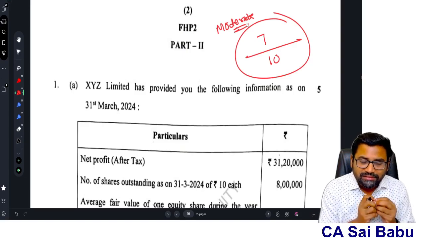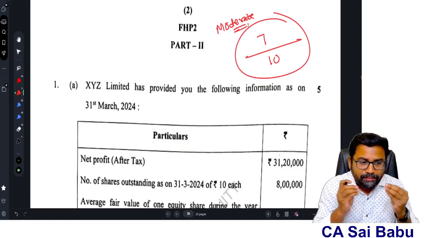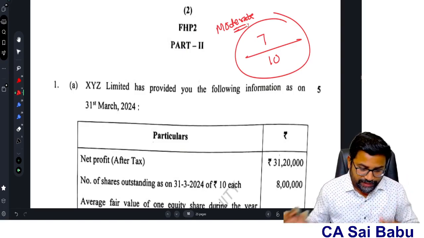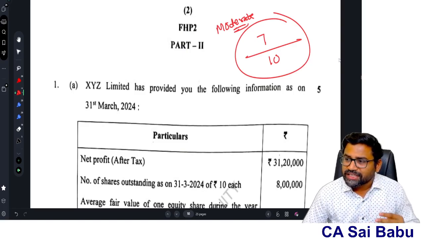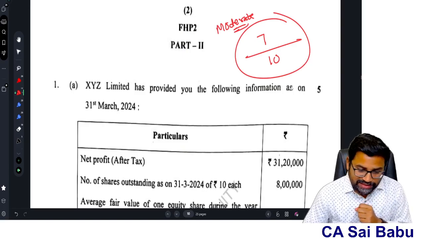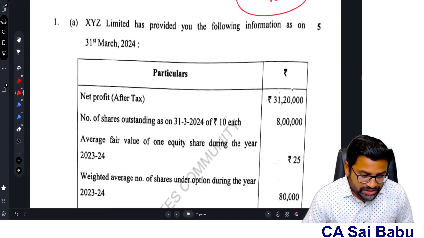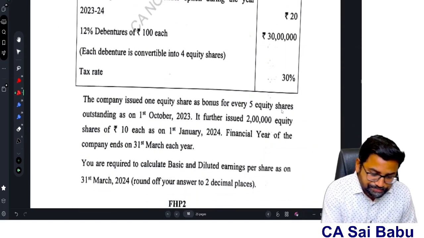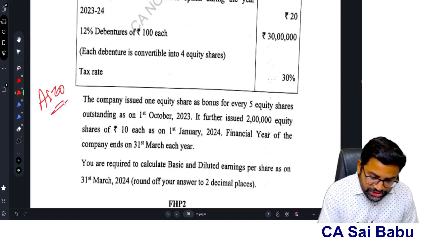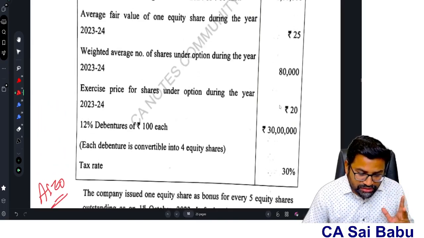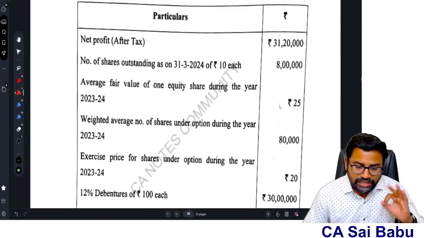MCQs, I think even with minimum preparation, you can answer at least half of the MCQs. Second case study, I think that one is a little bit difficult only. Remaining, I think you can easily manage. And see the questions. The first question is relating to AS 20. That is computation of EPS, sir. Basic and diluted EPS. This question is very common, sir.